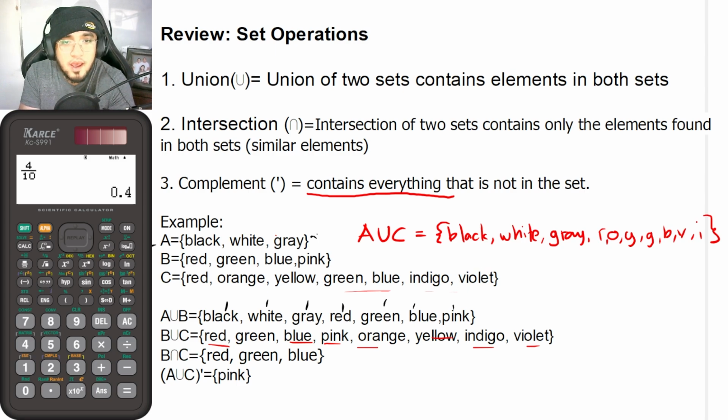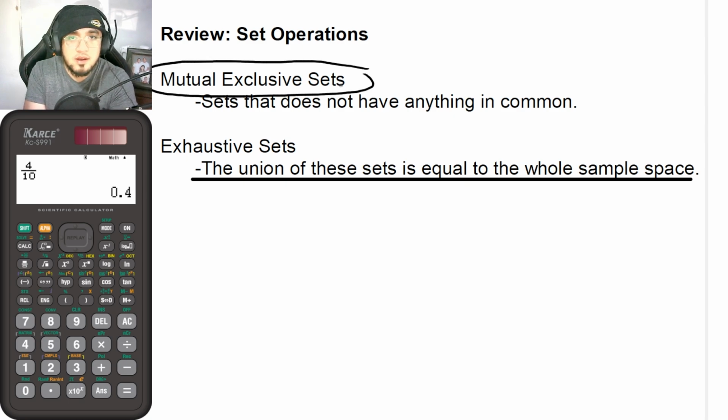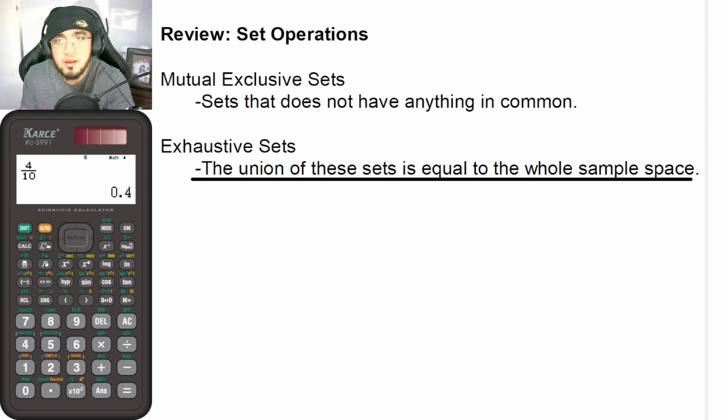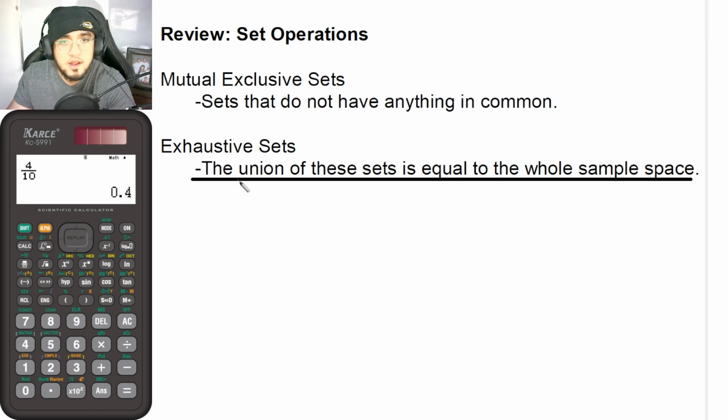Okay, but A and B, as you can see here, for A we have black, white, gray. For B we have red, green, blue, pink. They are mutually exclusive. Once again, set A and set B are mutually exclusive because they do not have anything in common. So once again, mutually exclusive sets are sets that do not have anything in common. Then for exhaustive sets, these are sets whereas their union will now be equal to the whole sample space.